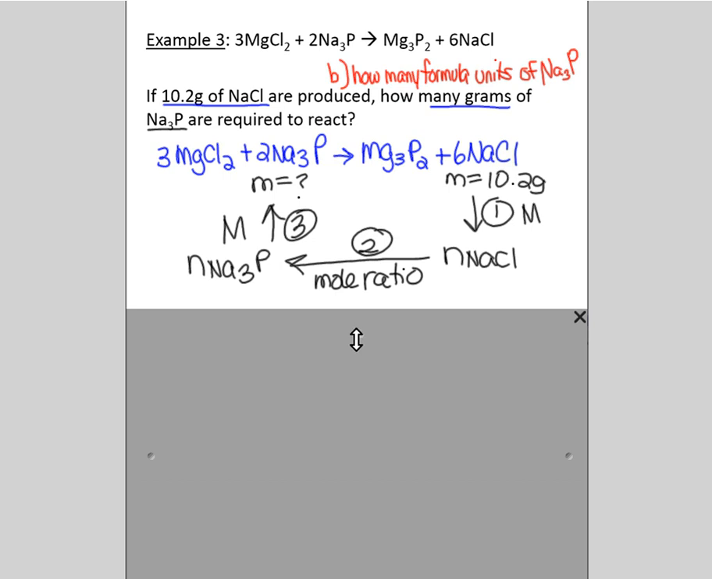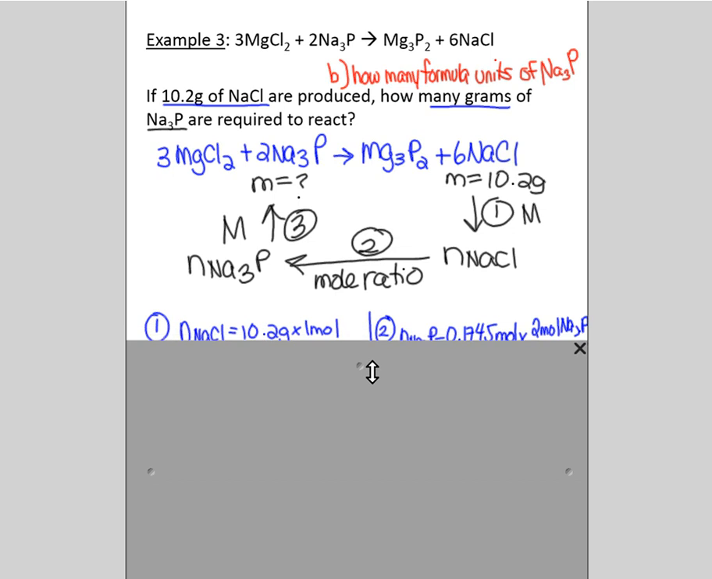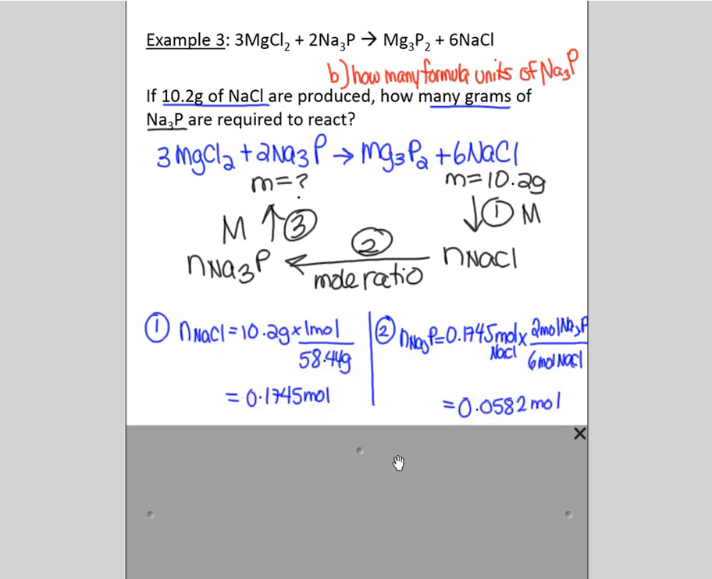All right, so if you're ready to check, let's take a look. Here are your first 2 steps. So here we've got 10.2 grams of sodium chloride. We're going to change it into moles by dividing by the molar mass. And you should get somewhere around 0.1745 moles. That's step 1. So step 1 we've landed over here. Now we need to go on to step 2.